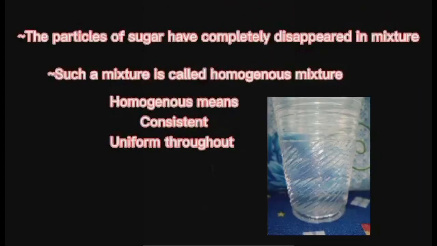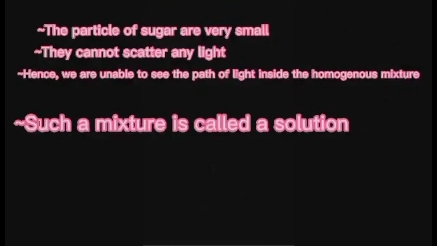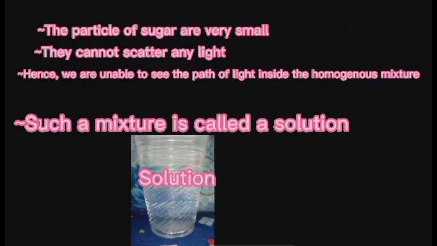The particles of sugar have completely disappeared in the mixture. Such a mixture is called a homogeneous mixture. Homogeneous means consistent, uniform throughout. The particles of sugar are very small. They cannot scatter any light. Hence, we are unable to see the path of light inside the homogeneous mixture. Such a mixture is called a solution.